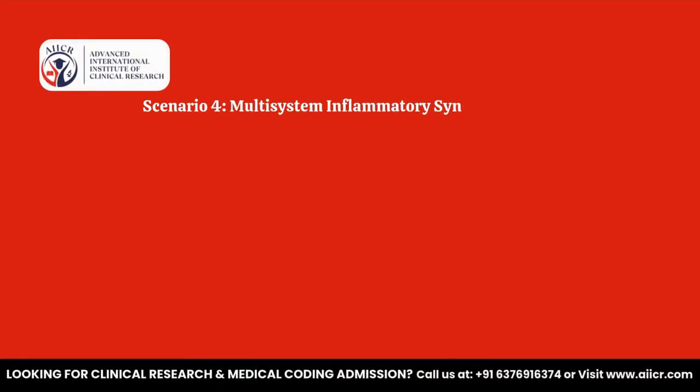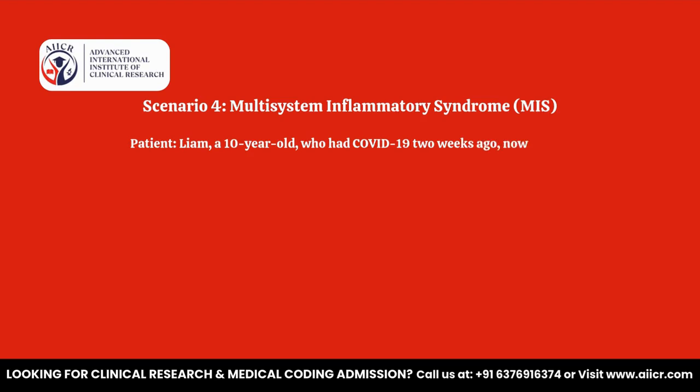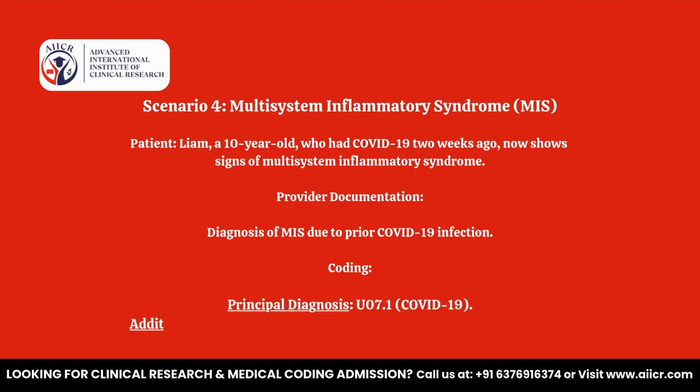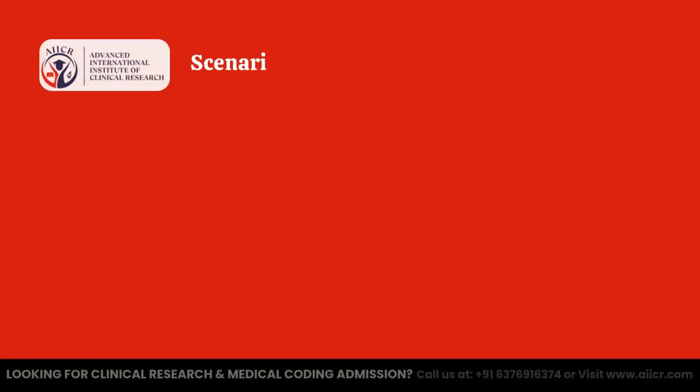Fourth scenario is for an additional diagnosis with COVID-19. Liam, a 10-year-old patient who had COVID 2 weeks ago, now shows symptoms of multisystem inflammatory syndrome. So the provider's diagnosis for this visit is MIS due to prior COVID-19 infection. So in this scenario, our principal diagnosis will be U07.1 and our additional diagnosis will be M35.81 for MIS.